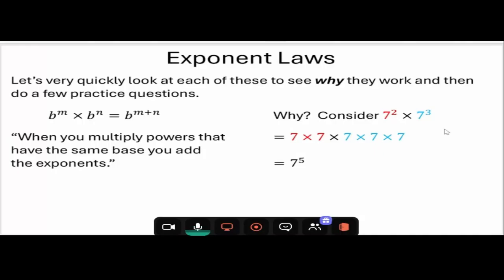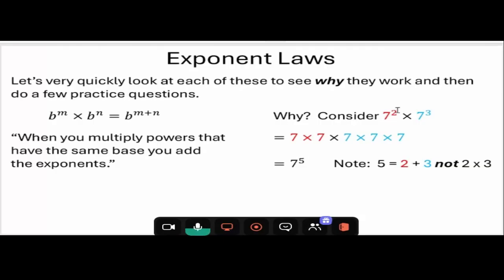And what we want to think is, where did that 5 come from? It came from going 2 plus 3, adding the exponents, not 2 times 3, right? So this confuses some at start because we're multiplying, so it feels like you should multiply the exponents, but no, you're not multiplying 2 times 3, you're multiplying 7 squared, which is 2 sevens, times 7 cubed, which is 3 sevens, making a total of 5 sevens being multiplied. So when you multiply, listen to the words, with the same base, you add the exponents.